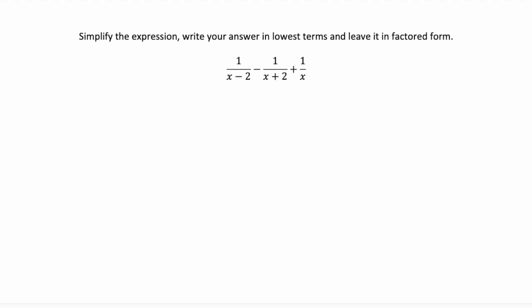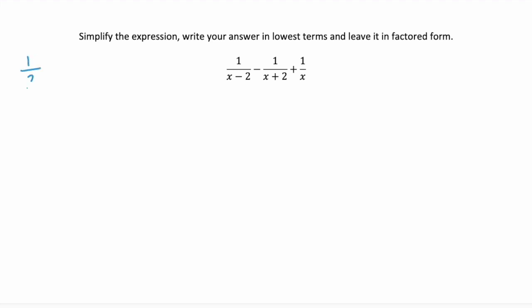Today we're going to look at how to simplify an expression. But this expression is a bunch of fractions. And not just any fractions, they're fractions with binomials and monomials in the denominator. So remember that whenever you combine or simplify an expression that has fractions, you need a common denominator.